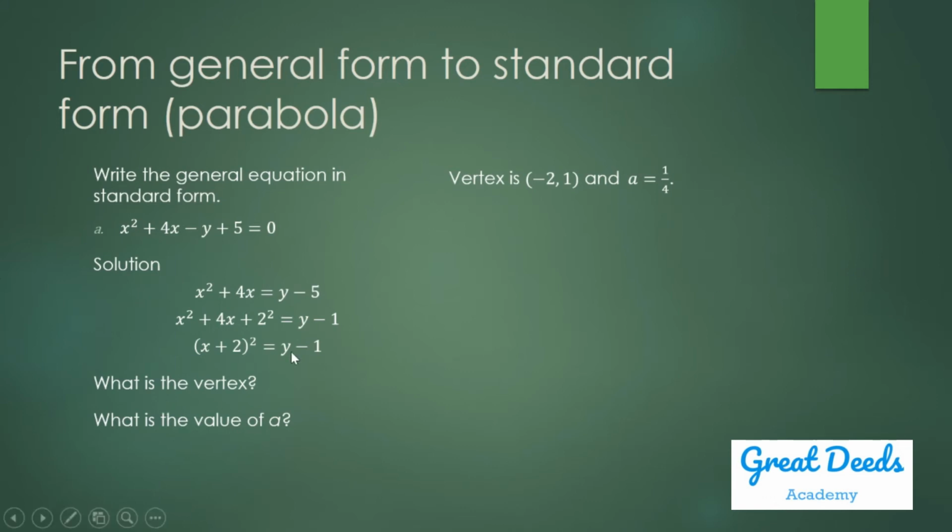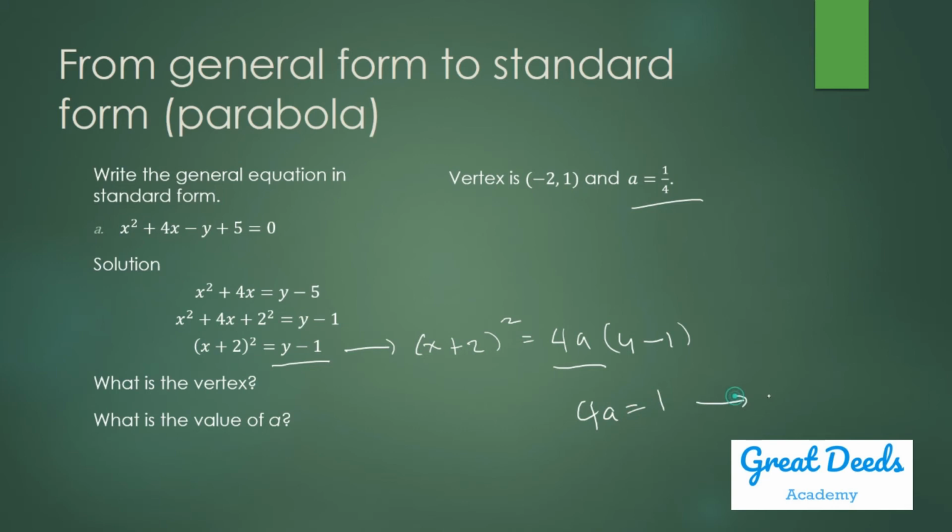Now, the question here is, what is the value of a? The coefficient of that is 1, and that came to be 1 because it's equal to 4 times 1 over 4. So coming from here, x plus 2 squared is equal to 4 times a times the quantity y minus 1. But 4 times a here is equal to 1, which means that a is equal to 1 over 4.